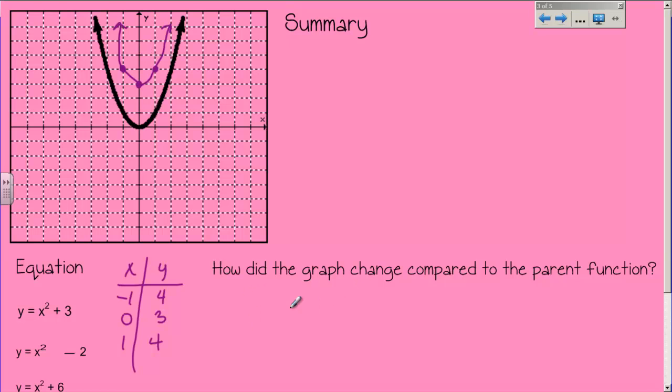So how did the graph change compared to the parent function? Here is how we are going to say that. It translated up 3 units, because that's what happened when I added 3. It took my parabola, scooted it up 3 units.